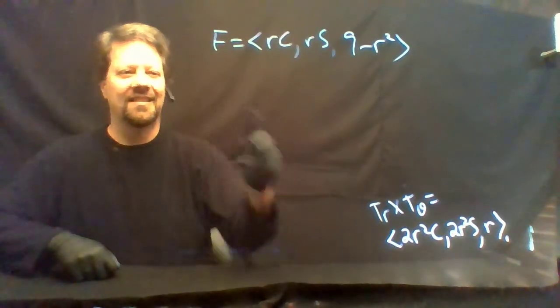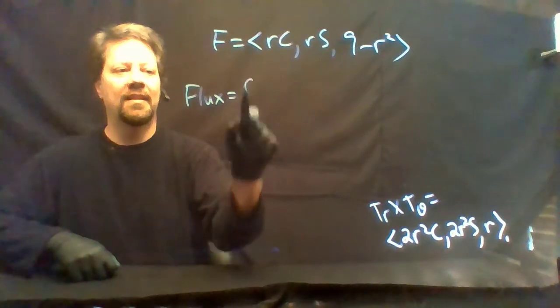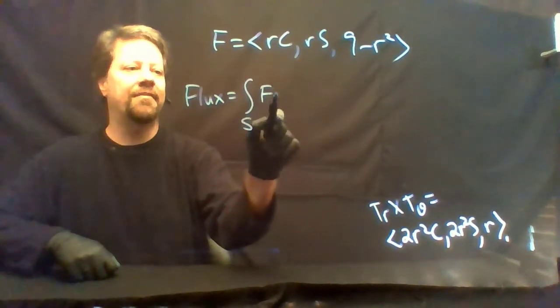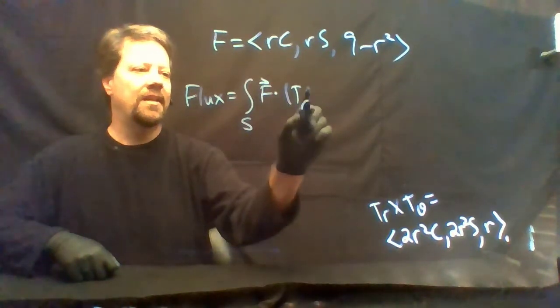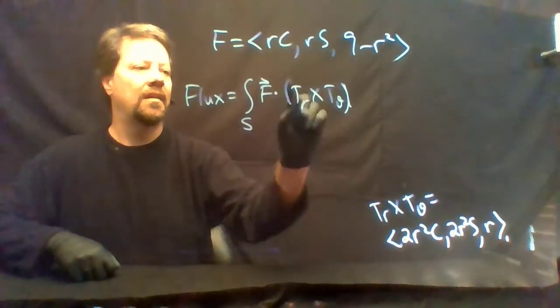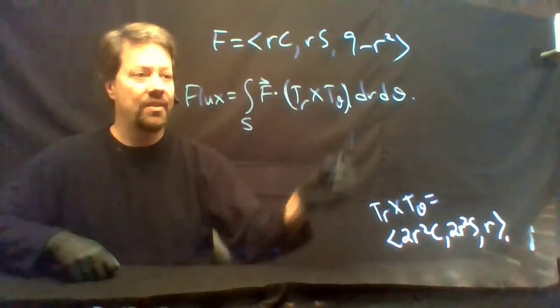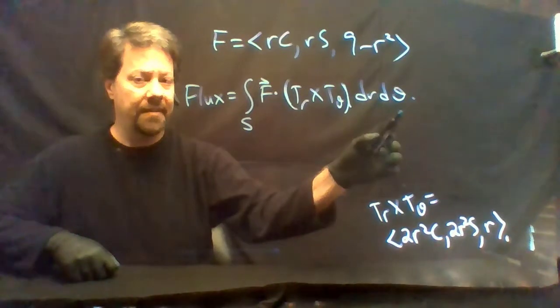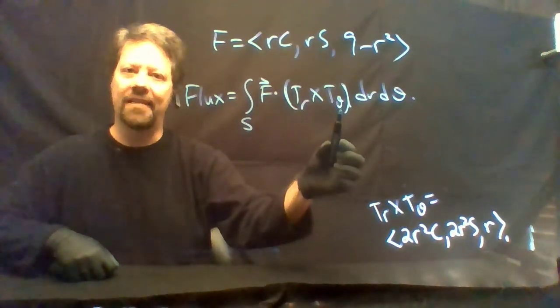The flux then is the integral on the surface of F dot T_r cross T theta dr d theta. You don't write r dr d theta. That's already accounted for in the T_r cross T theta.